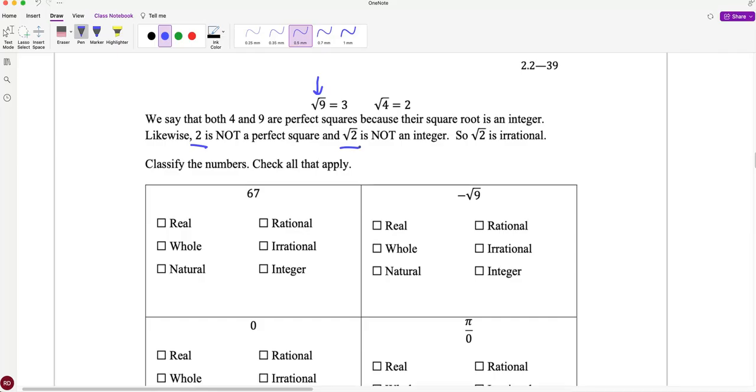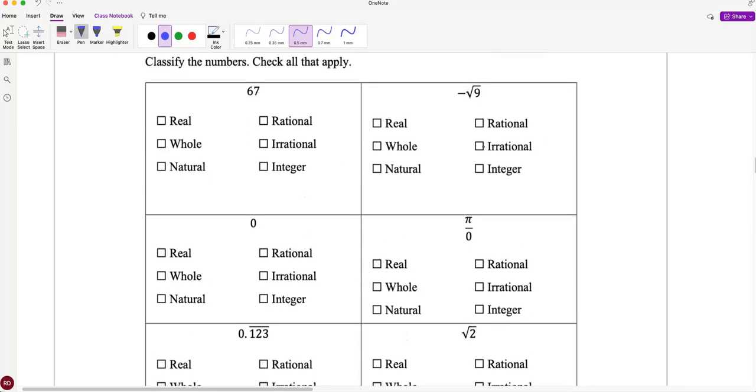Okay, so this is not a rational number. The square root of 2 is not rational because I can't come up with an integer value that you multiply by itself to get 2. So if I look at numbers like 67, okay, this is a real number. Is it a counting number, a natural number? Yeah, if you count, you'll get to 67. Is it a whole number? Yeah, those are, I ate 67 pieces of candy. That makes sense. That's a whole number.